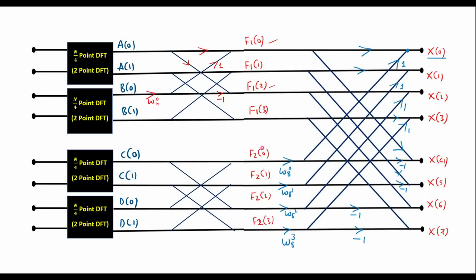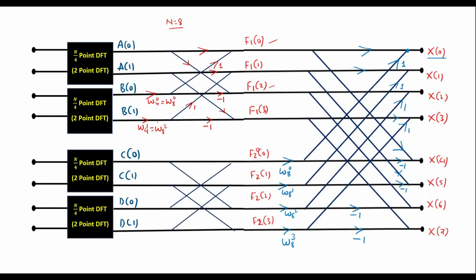And similarly, f1 of 1 is a of 1. Here the twiddle factor will be W4 power 1, and here it will be minus 1 like this. So here we can also write it as W4 power 0, considering n equal to 8. We can represent all twiddle factor values in terms of 8, as W4 power 0 is the same as W8 power 0. Similarly, W4 power 1 is the same as W8 power 2.